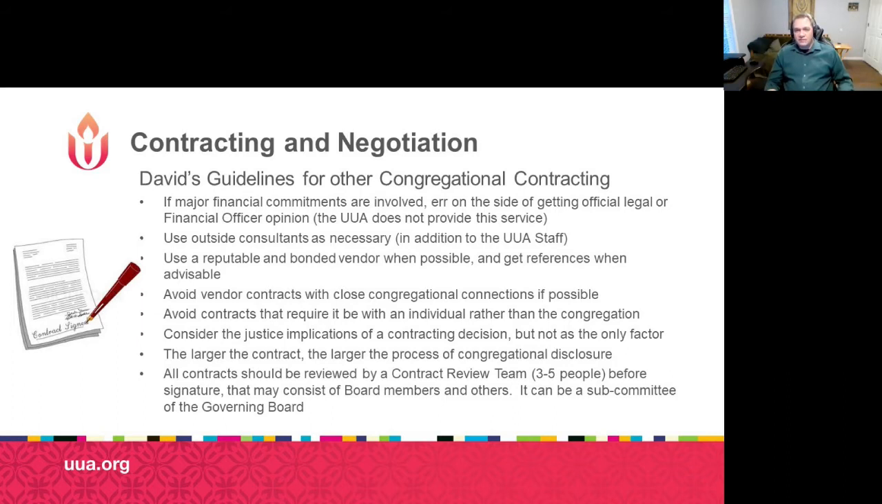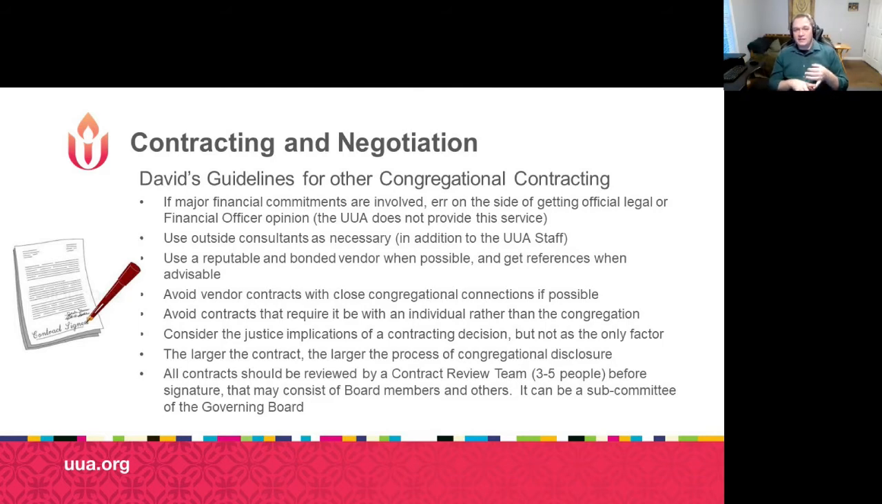Consider justice implications of a contracting decision. I skipped one: avoid contracts that require to be with an individual rather than the congregation. It's almost always a red flag. If somebody says, I can't do an agreement with this congregation, I need a person to be the responsible person, if they're not able to work with the congregation as an institution, that's probably a sign that you want to check a little deeper into that vendor. This often happens with websites, with web vendors and other things. So lots of congregations have lost control of their websites because of this problem.